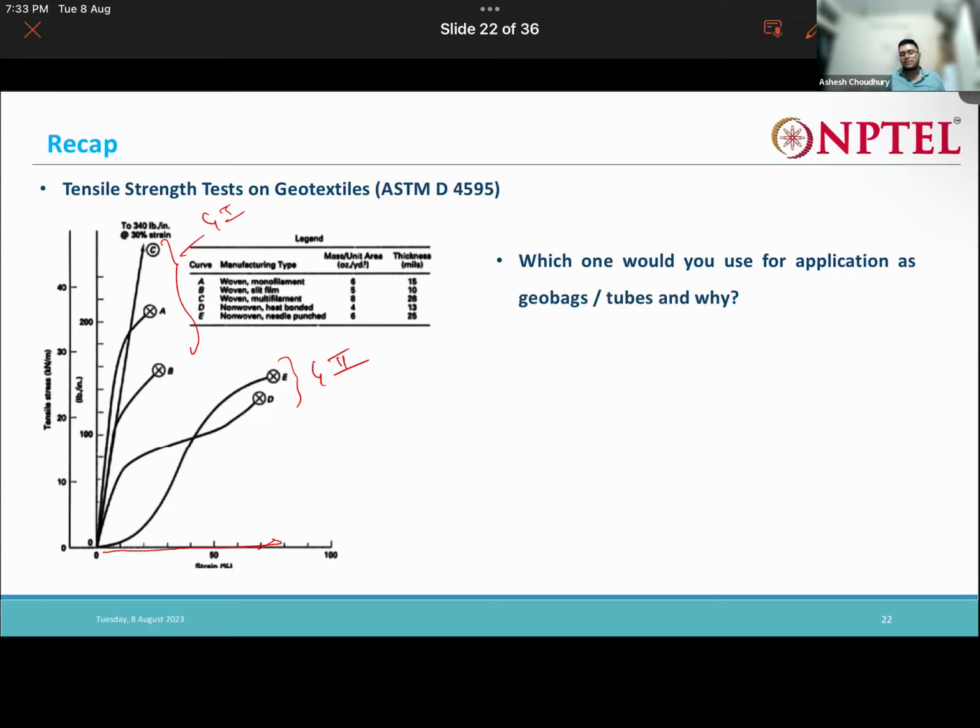So what happens is that in these geobags and geotubes, the strain is high, but the load is generally very low because these are not completely filled and there is some scope of sag and all. So generally the strain is high, but the load developed in that case is not very high. In that case, we have to choose this group 2 type of geotextile.